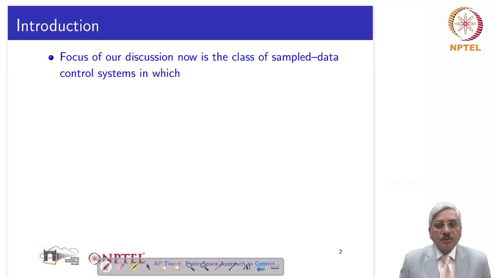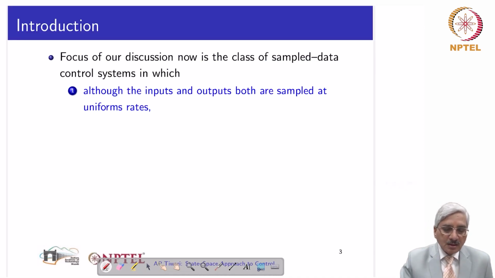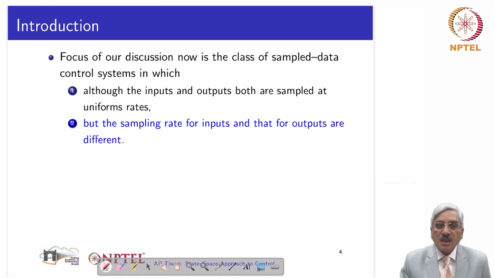The type of controllers which we are discussing now belong to a class of sampled data control systems, and in this the input and output rates of sampling for both are uniform. They are sampled at uniform rates. However, the sampling rate for inputs and the sampling rate of outputs are not equal. Both can be different from each other. That is specifically the difference from the regularly sampled control systems.